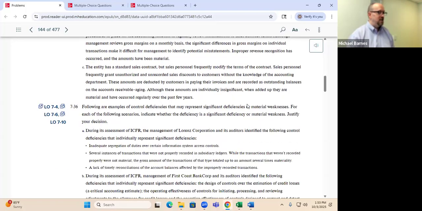All right, the entity has a standard sales contract, but sales personnel frequently modify the terms of the contract.